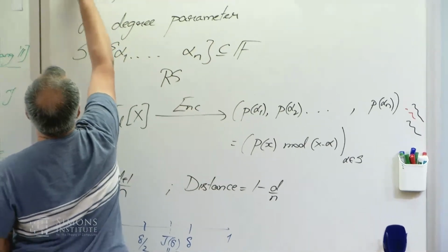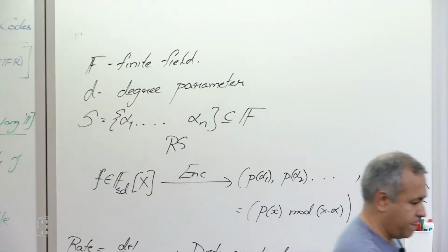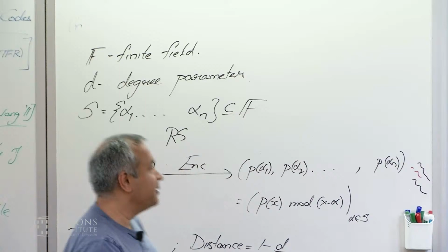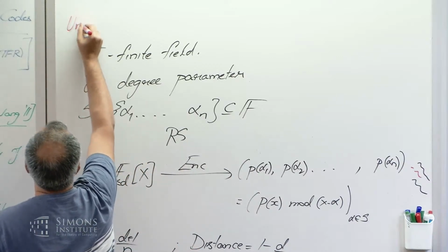univariate multiplicity codes. Do you have other boards underneath or no? Huh? Whiteboards. You will know why they are covered.